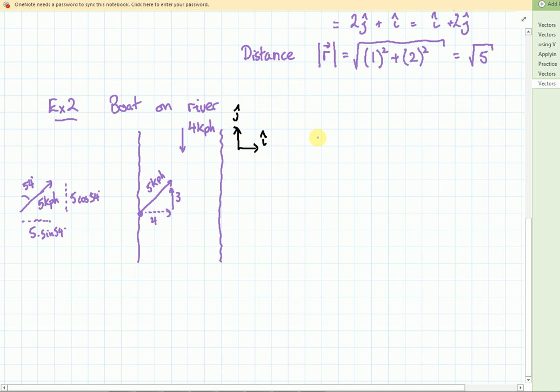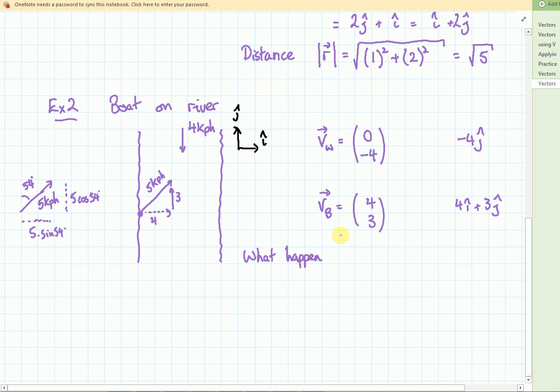So we've got a velocity for the water. So I'm going to do velocity of the water, and I'm going to subscript that with W. There's no horizontal component, but there's a downward vertical component, or minus 4j, if you prefer algebraic form. The velocity of the boat is going to be 4, 3, or 4i plus 3j. And the first question is, if this is the situation going on, what happens when the boat sets off?